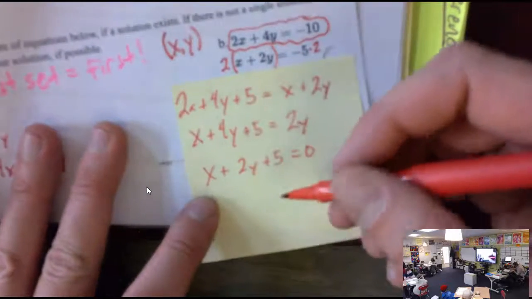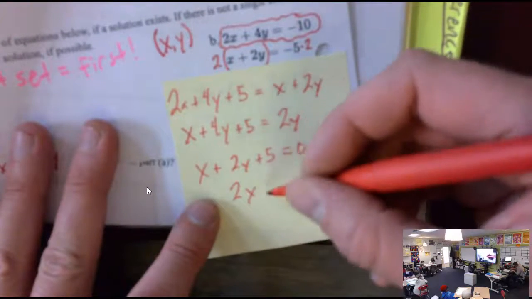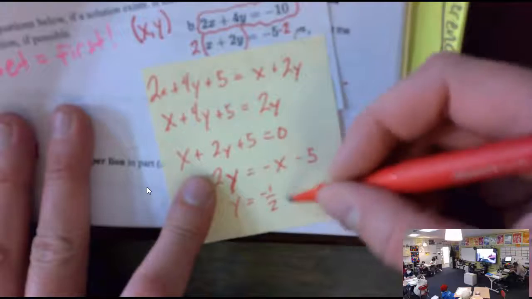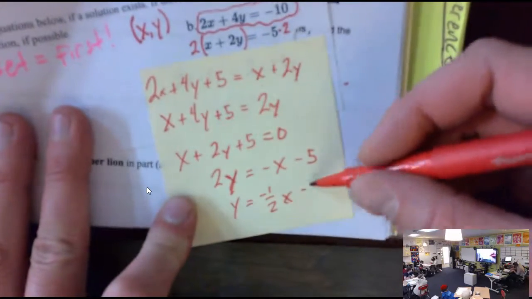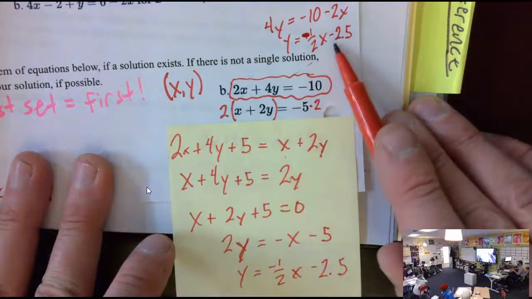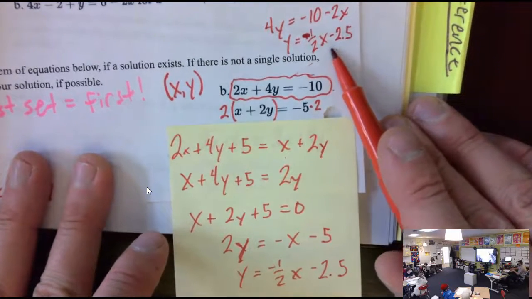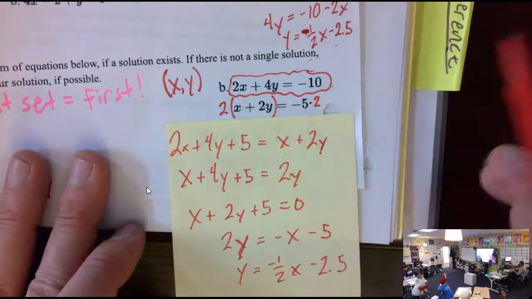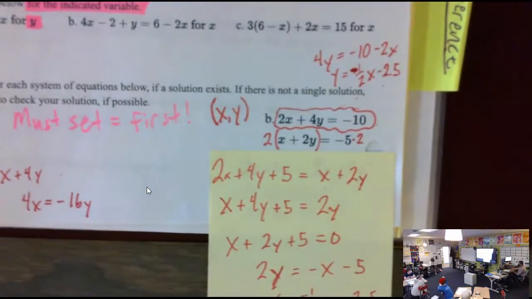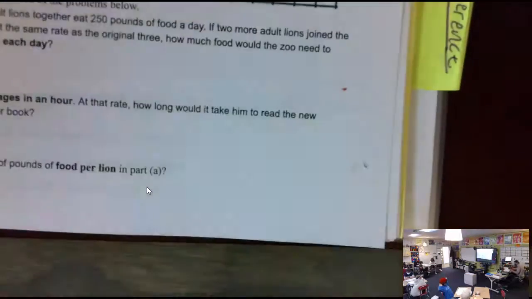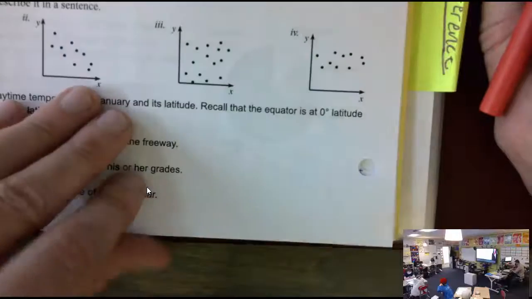Or I could say 2y equals negative x minus 5. If I subtract both of those to get them over, y equals negative 1/2 x minus 2.5, which is what we just got up here. Y equals negative half x minus 2.5. So we just made another equation in the system. It still doesn't really help us, right? So the best thing is isolate one of the variables for each of them, which is what we're going to practice when we look at 19.